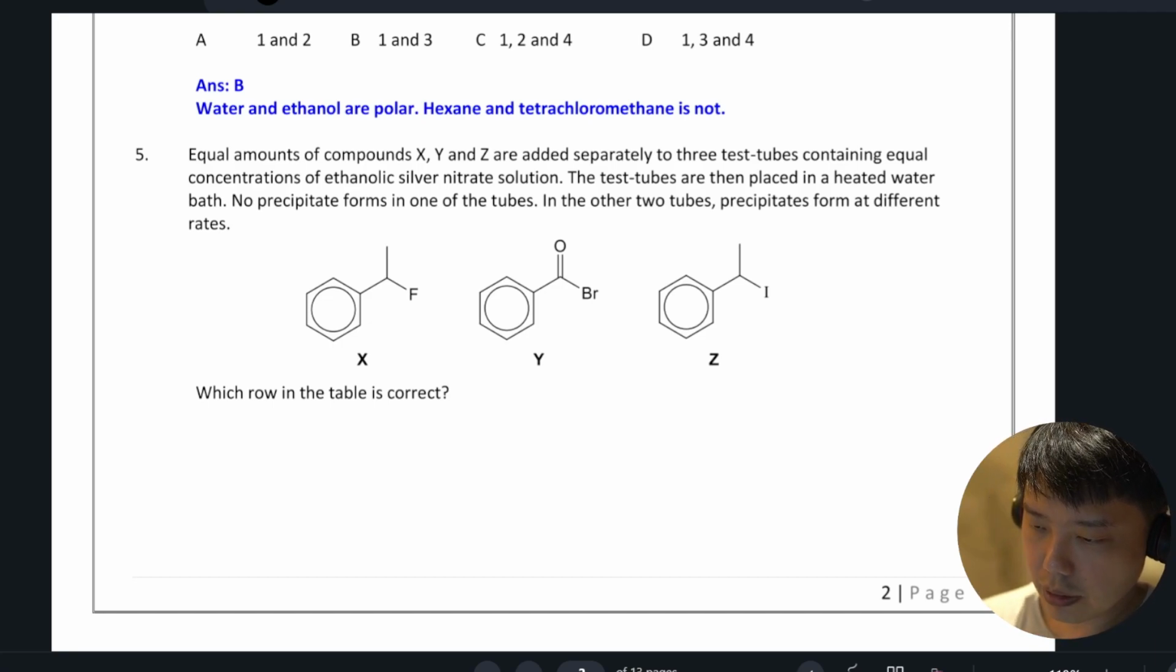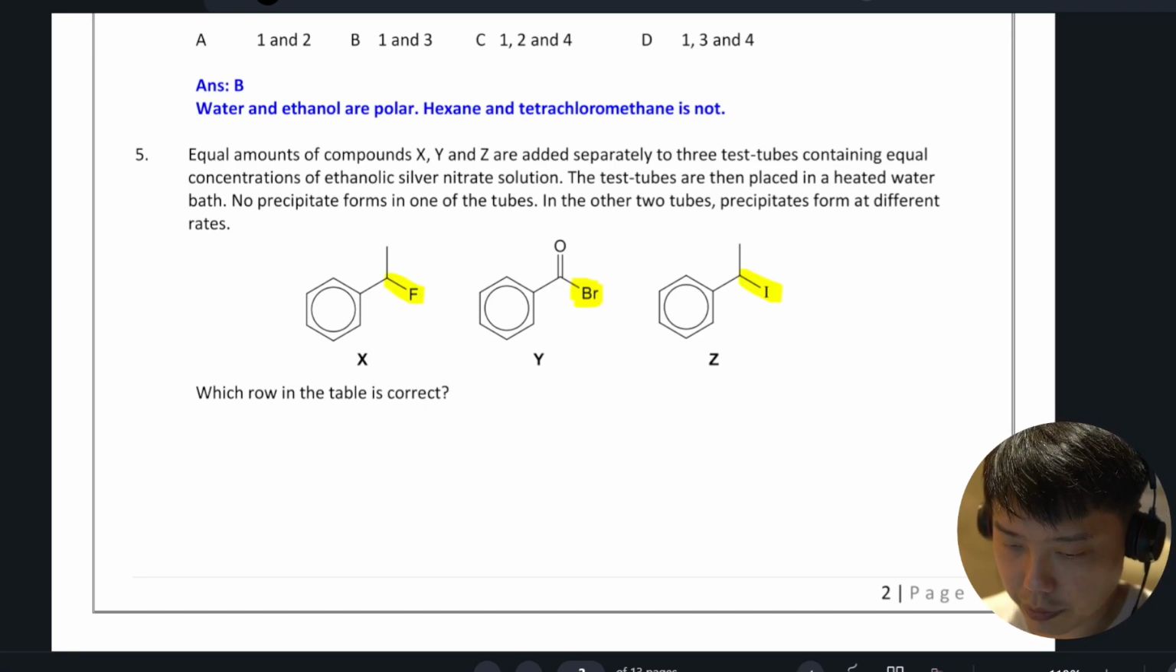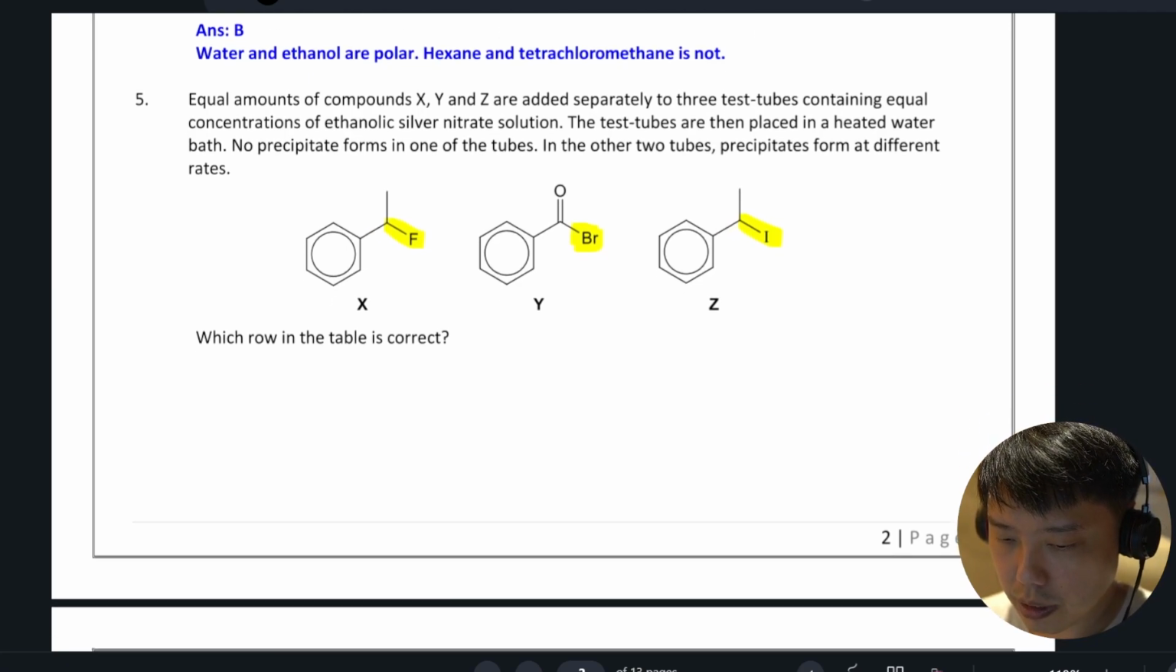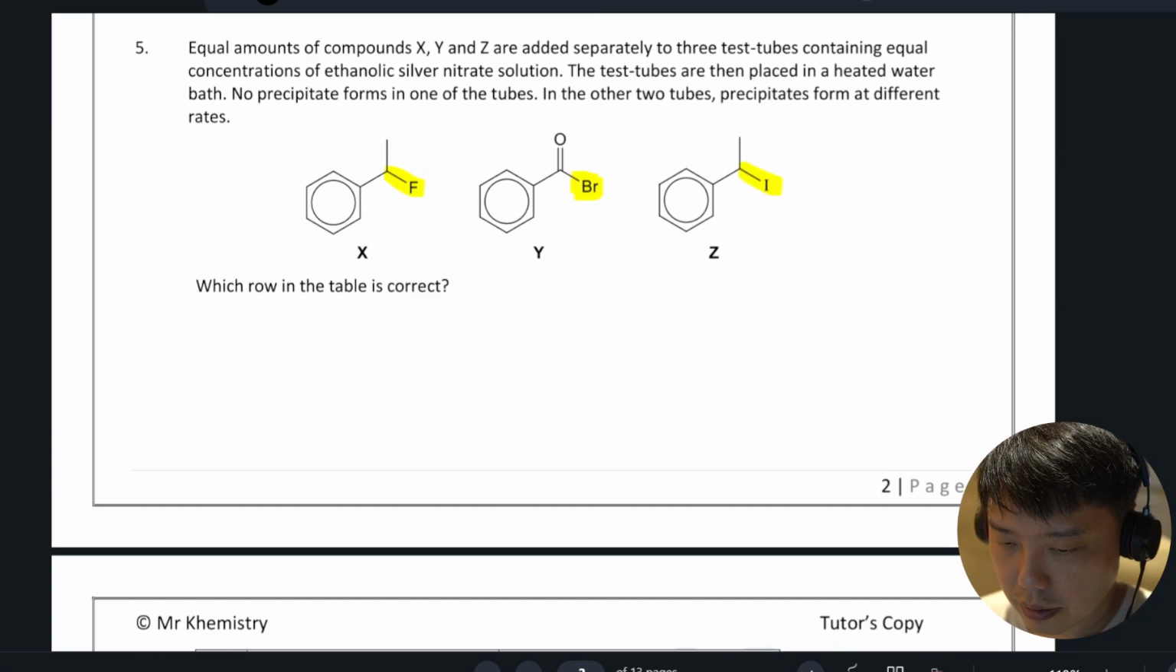Okay, so definitely, why is there a precipitation? Because it's an acyl bromide. When you compare the C-F bond to the C-I bond, definitely the C-I bond will be substituted as compared to the C-F. The C-F bond most likely is too strong to undergo nucleophilic substitution. I would say that, yeah, why there should be a green PPT, for Z that it should be a yellow PPT.